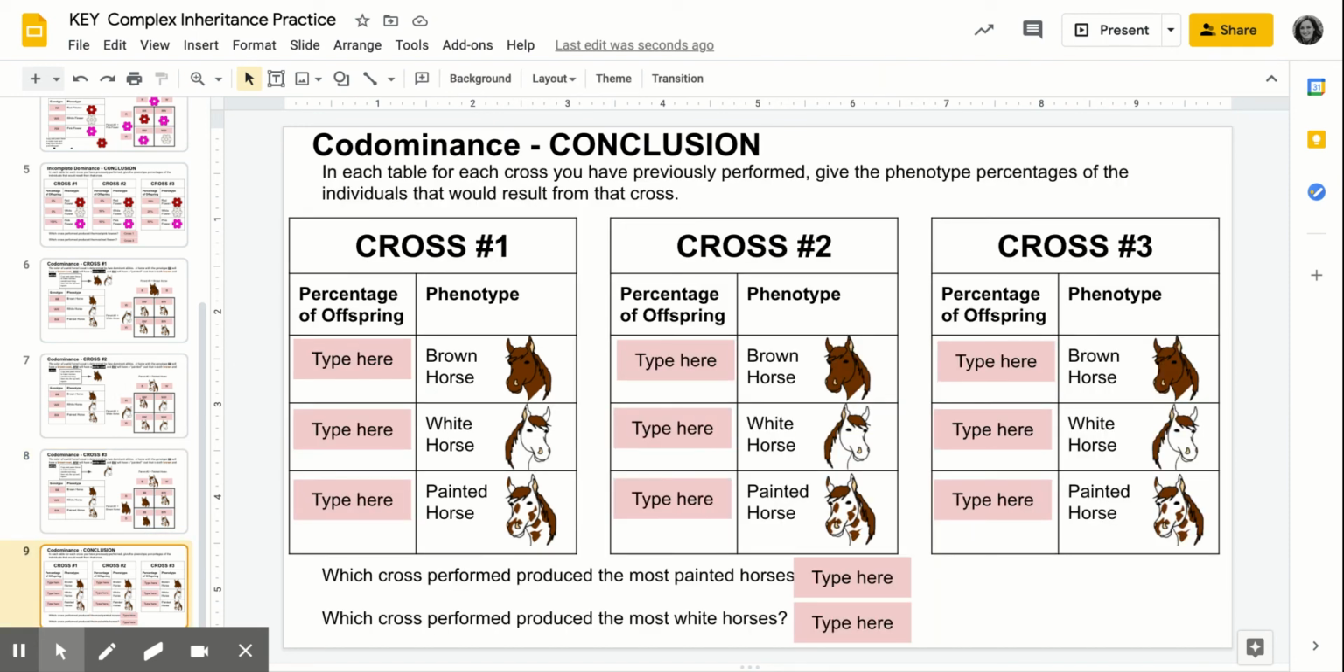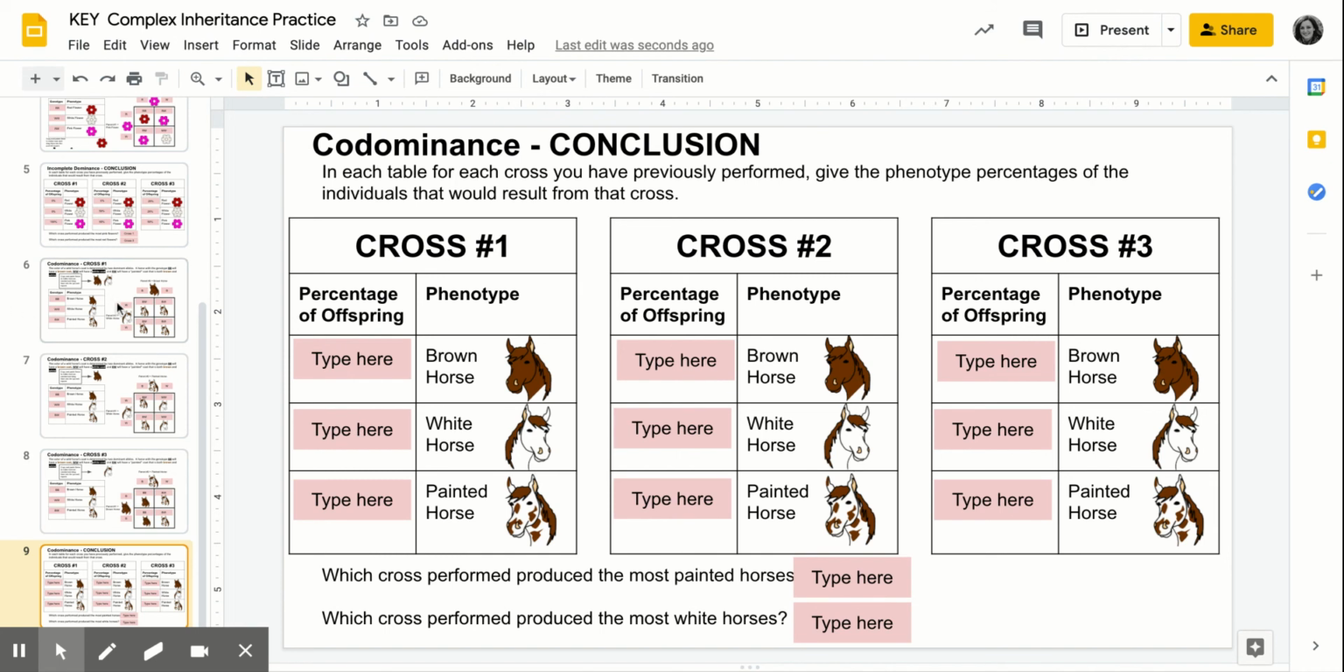Remember, in incomplete dominance, there's a blend of traits, or the traits actually mix together. They combine. But in codominance, both are going to show up at the same time. You're going to be able to see both brown and white. You're going to see spots. You're going to see both straight and curly hair.